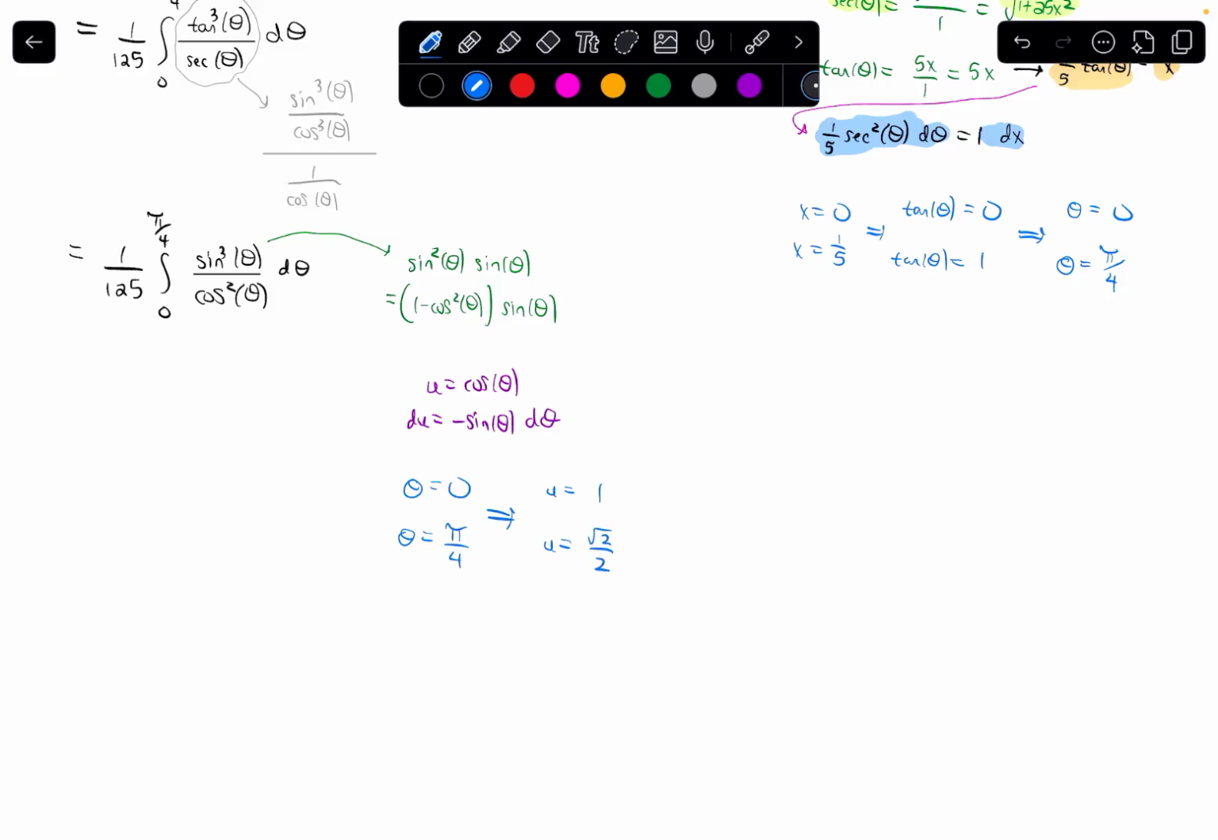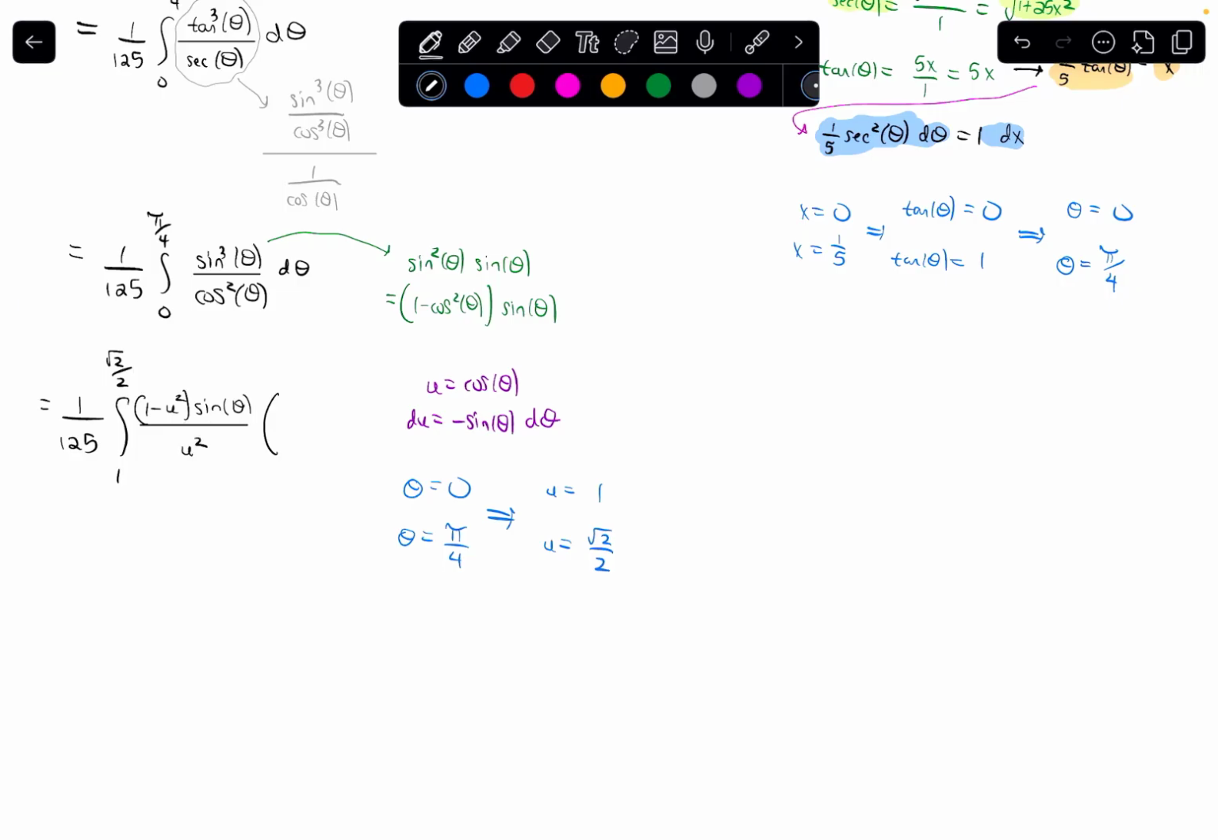Nice. Okay. So now I have 1 over 125. That 0 on the bottom converted to a 1. Pi over 4 converted to root 2 over 2. And the whole numerator became this, right? 1 minus cosine squared times sine theta. So plugging in for the cosine, I get 1 minus u squared. And then I still have that sine theta, all over the cosine squared on the bottom, which becomes u squared.